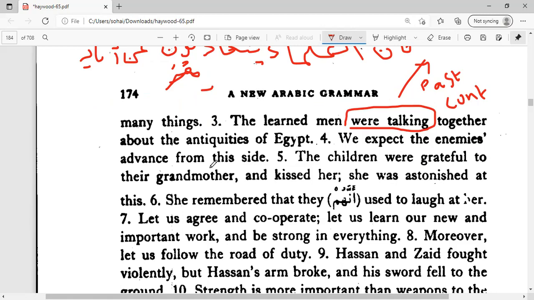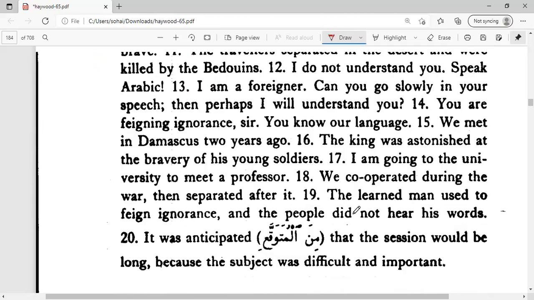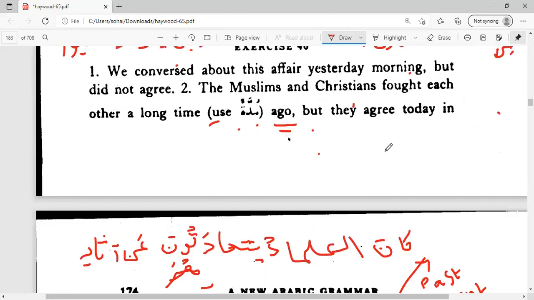We expect the enemies to advance from this side. Okay, that's the one you can attempt yourself, inshallah. Any questions? No, sir. Okay, that's fine. Okay, jazakumullah khair.